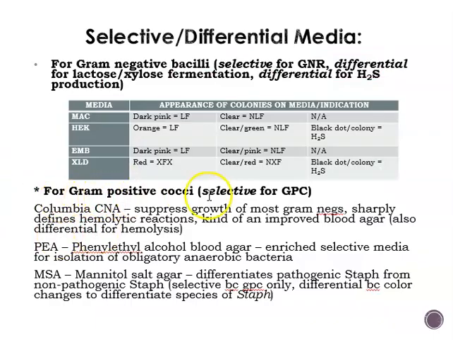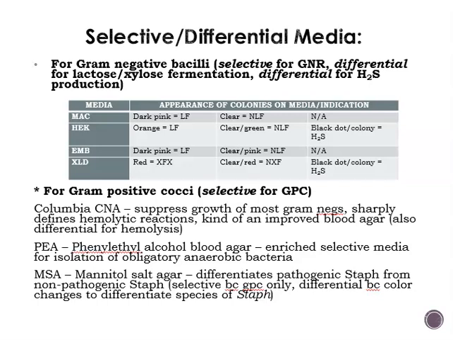And then for your gram-positive cocci, these media are selective for gram-positive cocci, which means they're selecting for organisms that are only gram-positive cocci to grow. So Columbia CNA suppresses the growth of most gram-negatives. It sharply defines hemolytic reactions. So it's kind of just an improved blood agar plate.